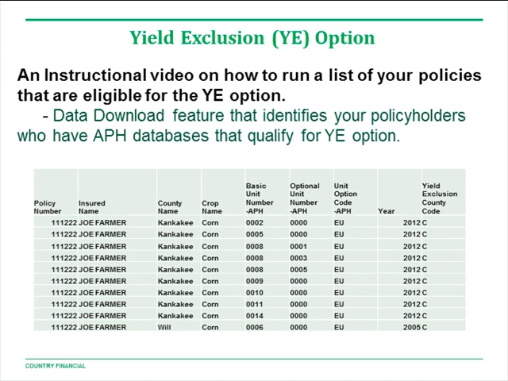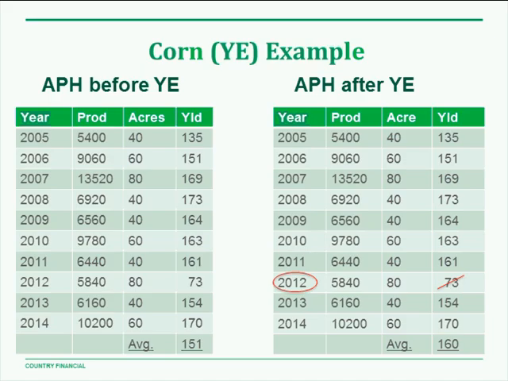So if you haven't already run your listing, please do so because it makes your job easier. It tells you which of your customers are eligible for the yield exclusion. So here's an example. If the first one on my list is this APH, yield exclusion works like this. It has nothing to do with the farmer's actual yields. It's just that the year determined by RMA is on the list.